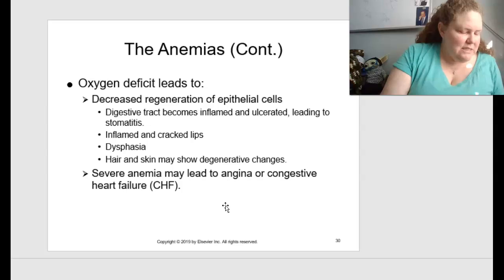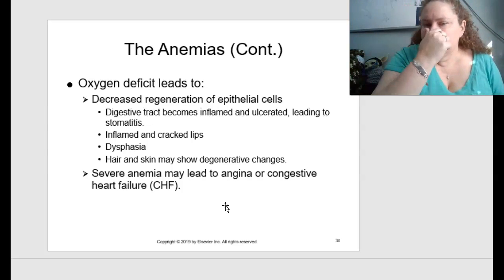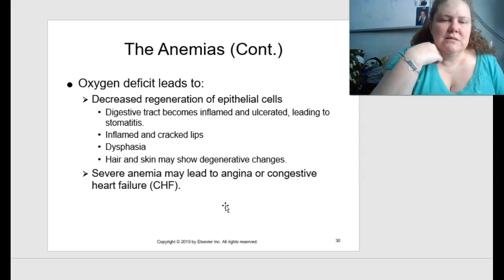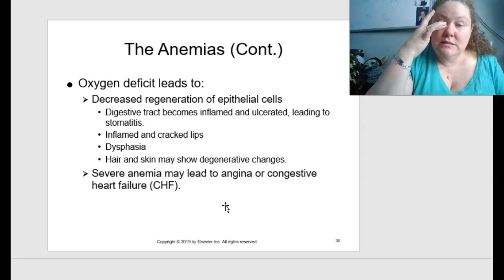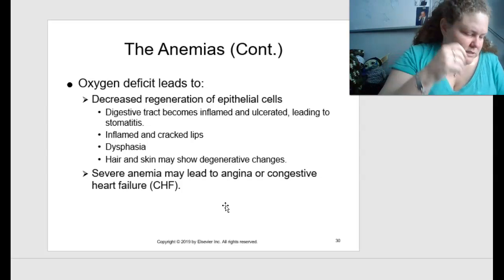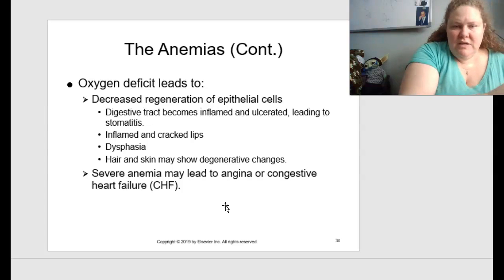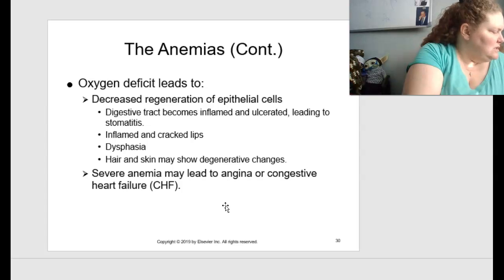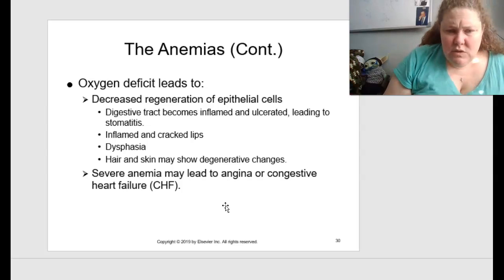The oxygen deficit can lead to decreased regeneration of epithelial cells. Because of this, the digestive tract becomes more inflamed and ulcerated, and this can lead to stomatitis. This can also cause inflamed and cracked lips, and dysphagia, and hair and skin may show degenerative changes as well. Severe anemia may lead to angina, which is chest pain, or congestive heart failure as well.